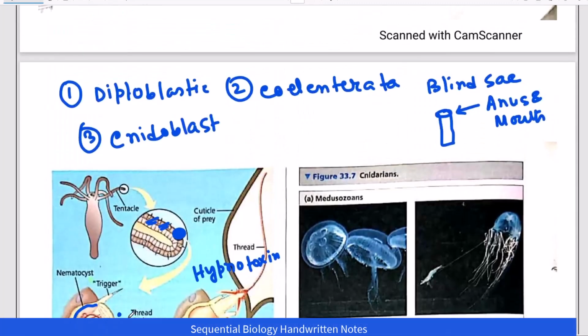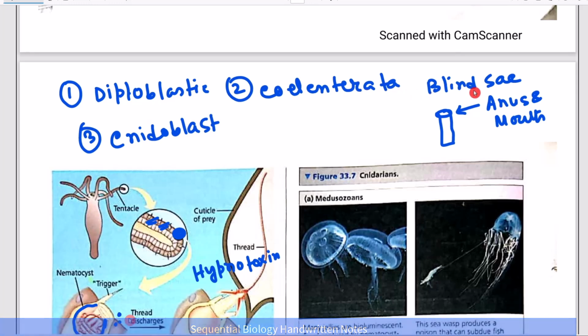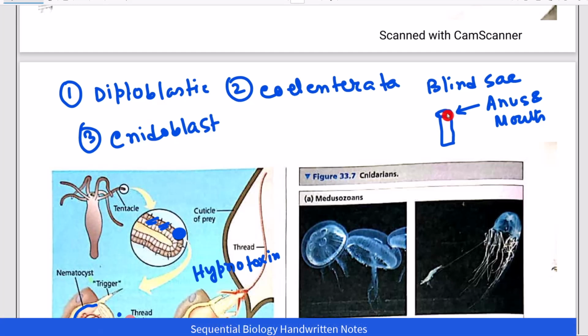These are the three most important characteristic features of this phylum. They are diploblastic, they have a single gastrovascular cavity or coelenteron, and they show a blind sac body plan. That means their digestive system contains only a single opening which serves as both mouth and anus. Also, a special type of cell called the cnidoblast cell is present.